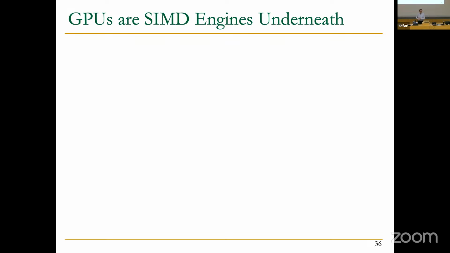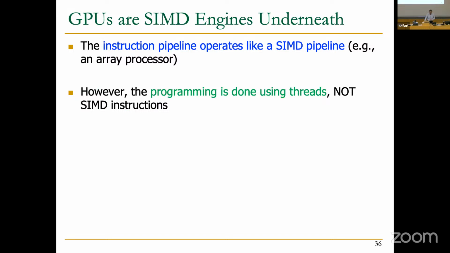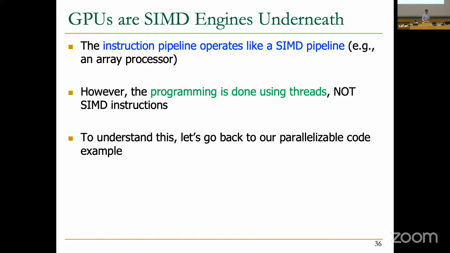But basically, GPUs are SIMD engines underneath. What we've discussed applies to GPUs. I'm going to show you how it's different in GPUs. The instruction pipeline operates like a SIMD pipeline, in other words, like an array processor, as we will see. However, the programming model is completely different. It's not done using SIMD instructions. It's done using threads. And we're going to see this in a little bit.